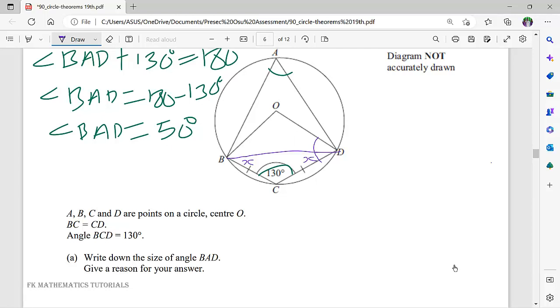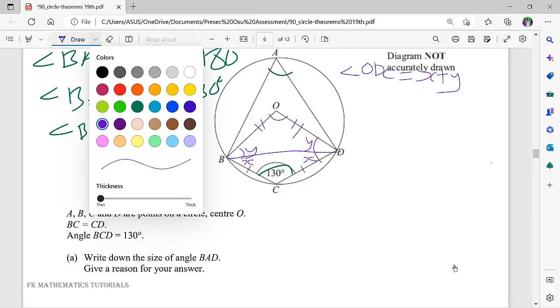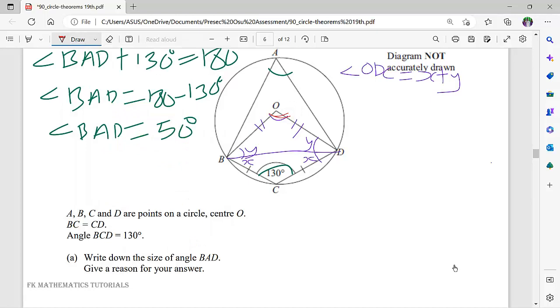Now if you write this to be y, then this will also be y, because the radii also have the same length. So it means angle ODC is equal to x plus y. We can find this angle here, which is 2 times this angle that we found already, which is 50 degrees. So this angle here is 100 degrees.